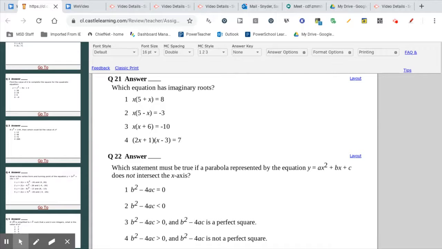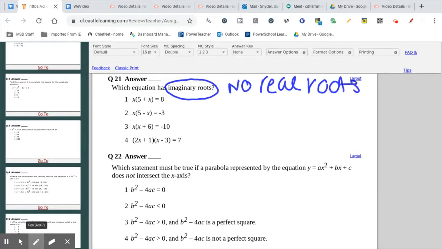Question 21, which equation has imaginary roots? Now, if an equation has imaginary roots, that means there's no real roots. So this takes you back to discriminant. We're going to find the discriminant and then look for whichever one equals a negative number. So first we need to get them all in standard form.